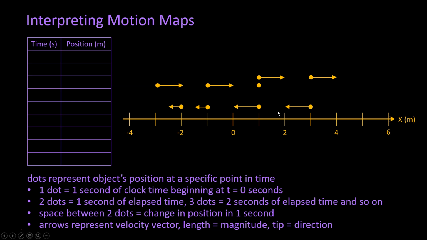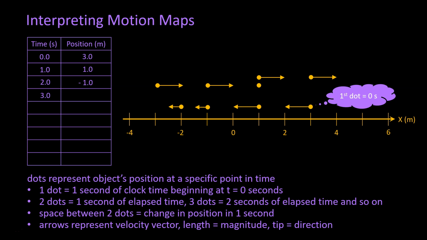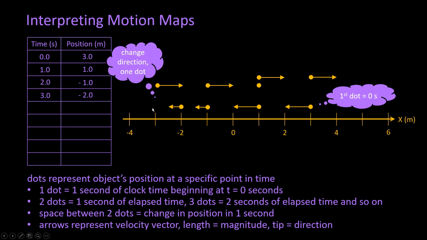So we're just going to go dot by dot and fill in the time and position data. So remember, the first dot is always time equals 0. So we're going to go ahead and put in 0, and it's at position 3. We go on to our next dot, which is going to be 1 second, and it's at position 1. Our third dot is going to be 2 seconds, and it's at position -1. Our fourth dot is going to be 3 seconds, and it's at position -2. And now when we get to our fifth dot, we're going to change direction. And we only have one dot when we change directions.